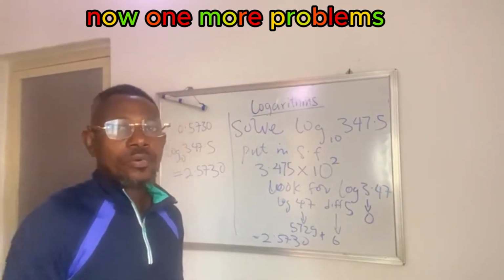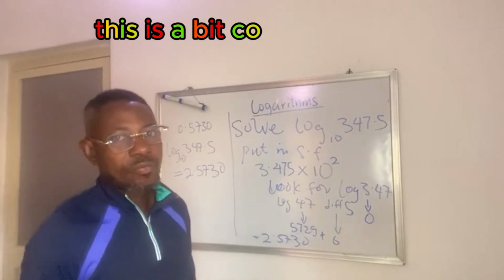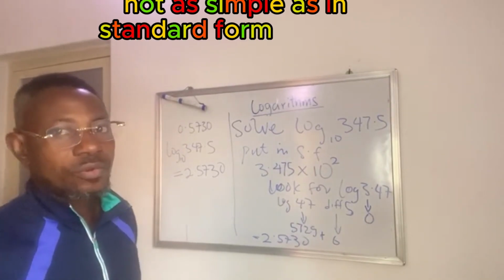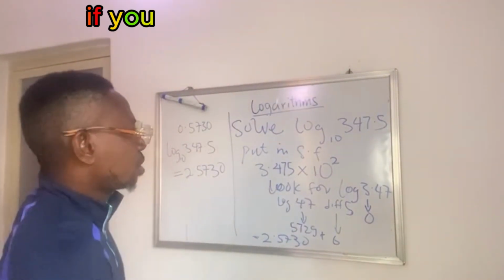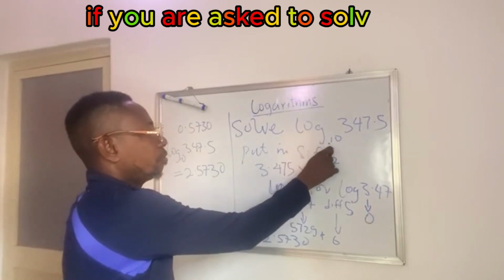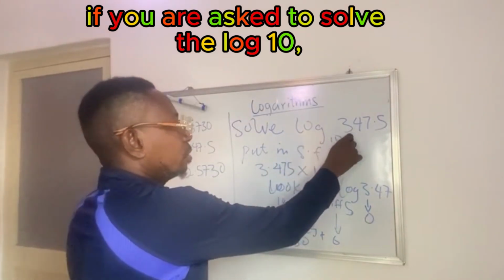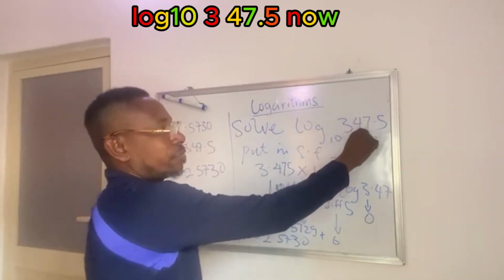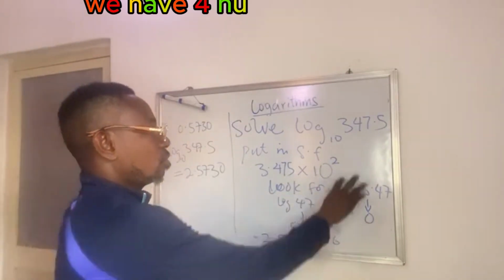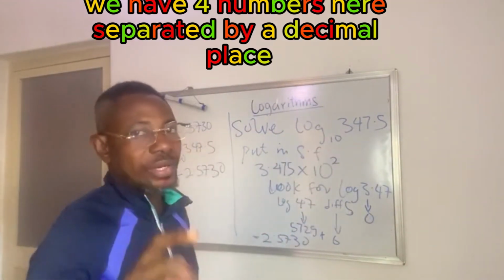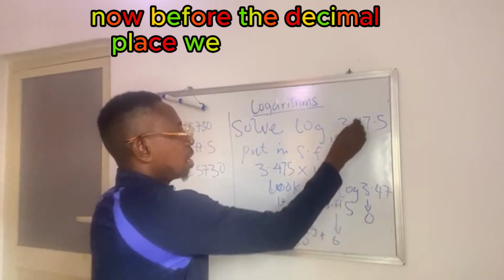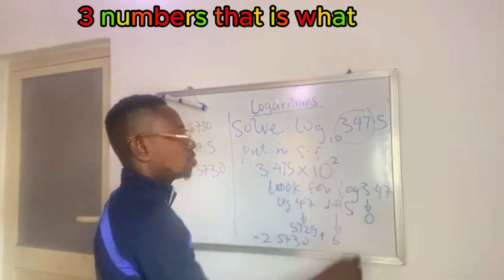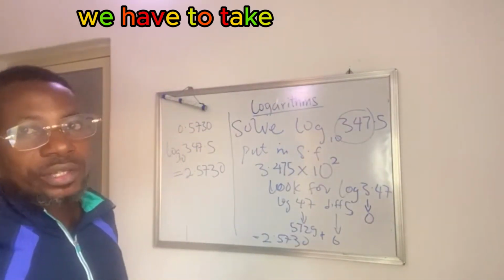Now, one more problem. This is a bit complex, not as simple as the standard form that we used to do. If you are asked to solve the log base 10 of 347.5. Now remember, we have 4 numbers here separated by a decimal place. Before the decimal place, we have what? 3 numbers. That is what we have to take.